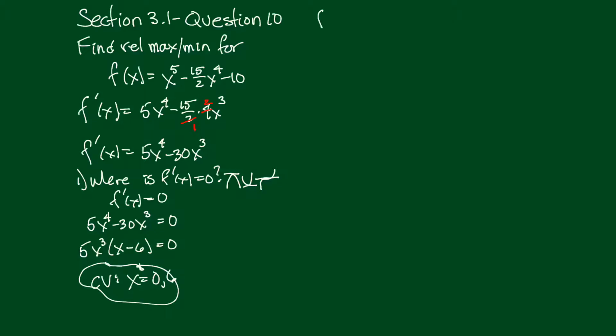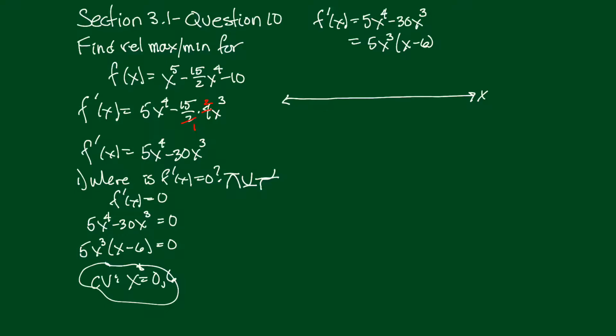So I'm going to rewrite the derivative up here at the top right where I can easily see it. So this is, what do we get here? We got 5x to the fourth minus 30x cubed, but I like to have it in factored form. So I'm going to factor out that 5x cubed, getting an x minus 6. Now, let's draw our number line. Label it x. And note our two critical values. We've got one at 0 and one here at 6. So let's analyze f prime. We'll do a sign chart here.